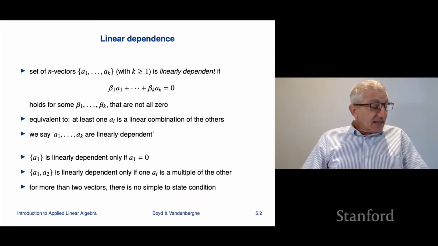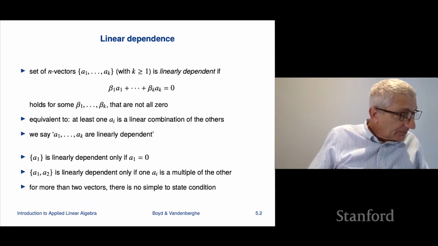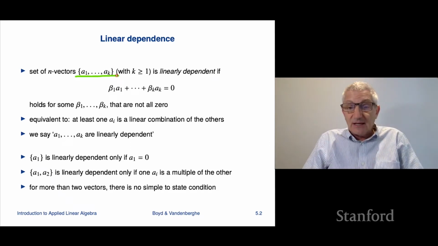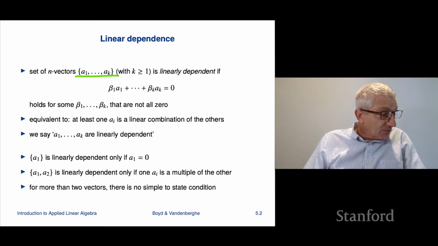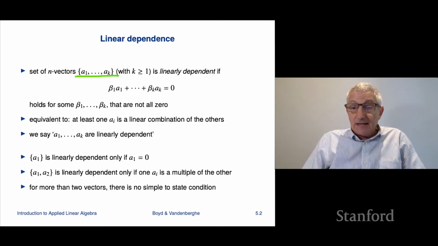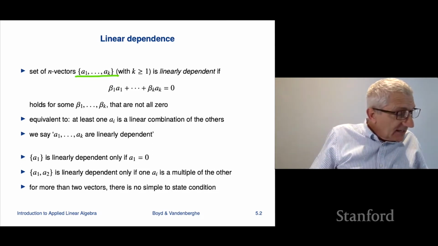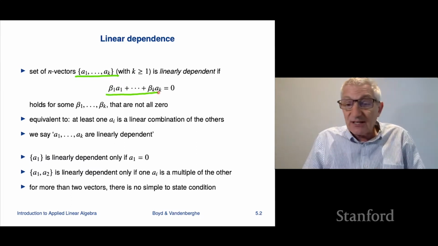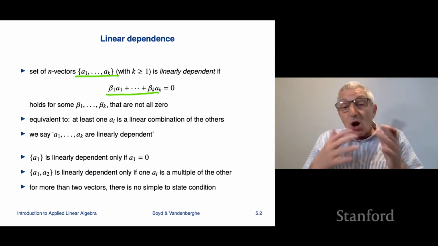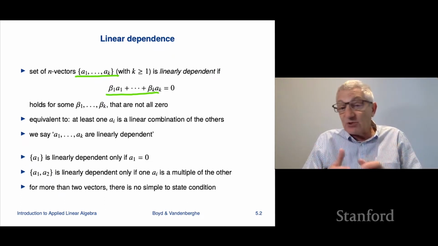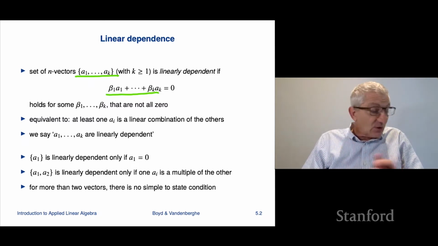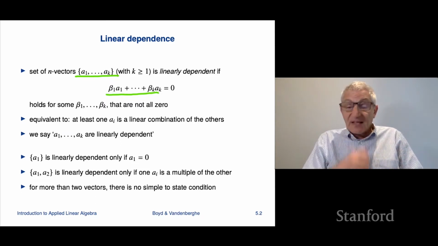So a set of n vectors, here I'm using set notation, that's what those curly brackets mean, and this says we have A1 up to AK, is called linearly dependent if there is a linear combination of the vectors that gives you 0. Now, of course, you can always make a linear combination of the vectors be 0 if you take all the betas to be 0. That doesn't count, so it has to be a non-zero set of coefficients. That means at least one of them is non-zero. That's what we mean here.